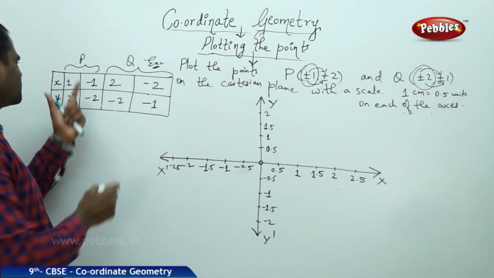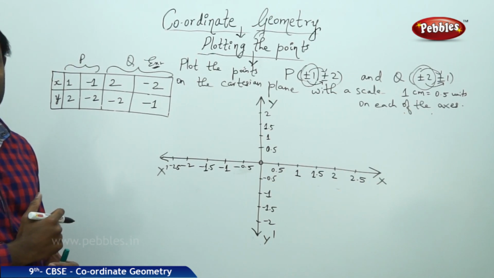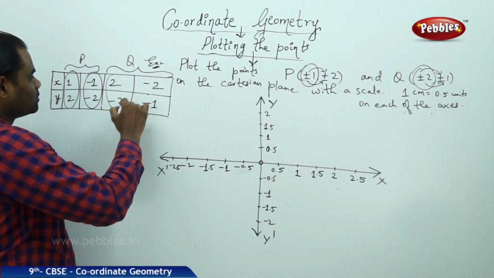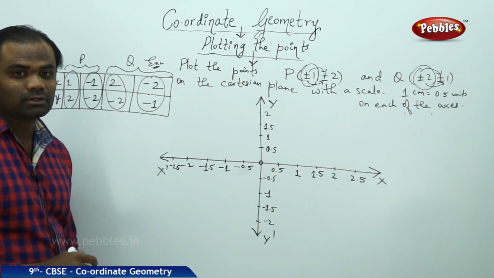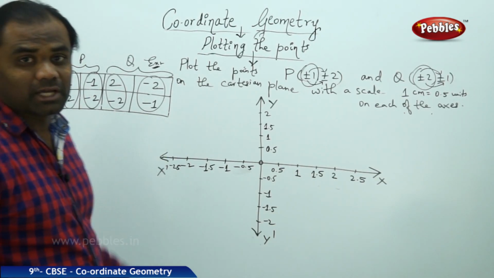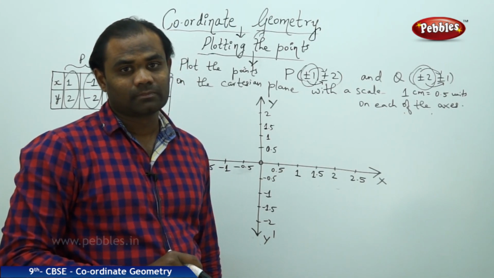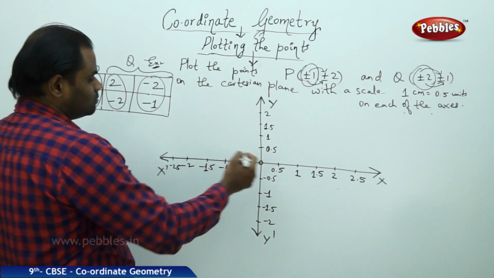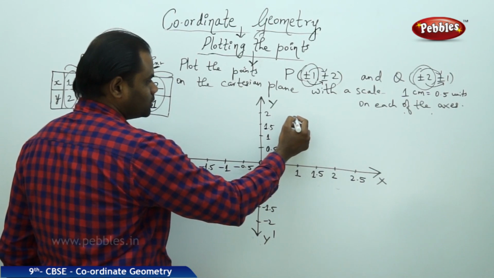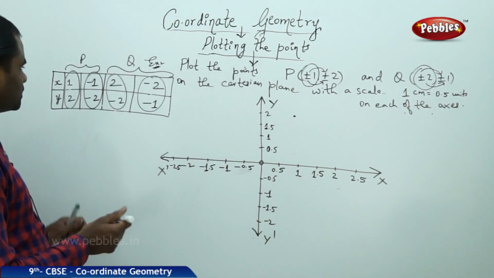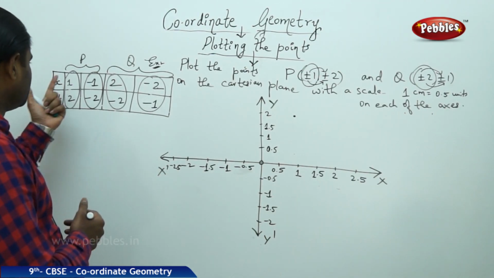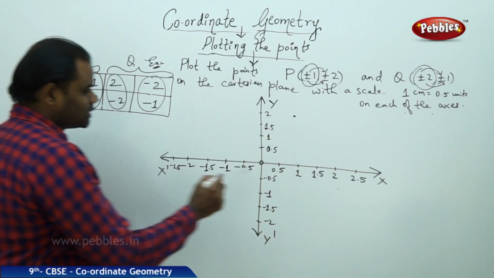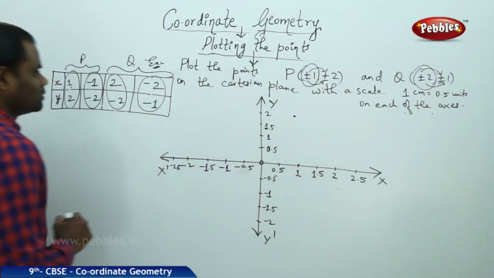And therefore, I get 4 different coordinates for each of P and Q. So I get the points 1, 2, then minus 1, minus 2, then 2, minus 2, and minus 2, minus 1. So on the whole, I have 4 coordinates which I'm going to locate on the coordinate system. First, I have 1, 2, so 1, 2 is my first coordinate. In this problem, with this tabular form, we're going to plot the points. Initially, my first point is 1, 2, where x is 1 and y is 2.